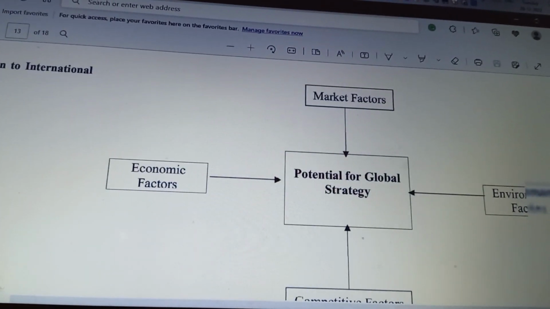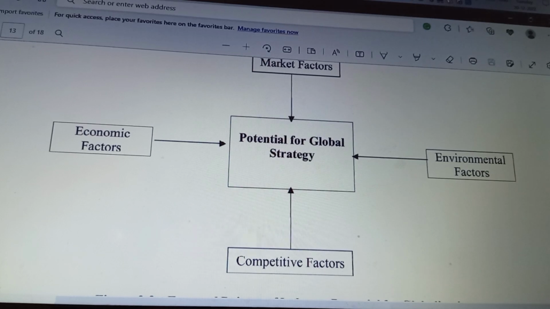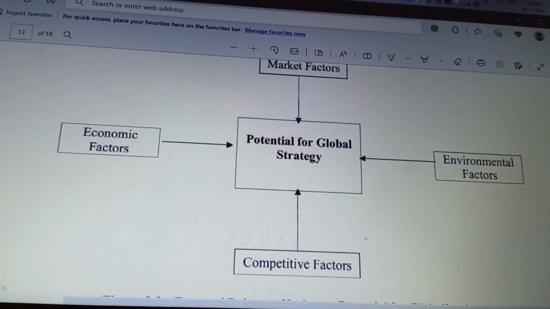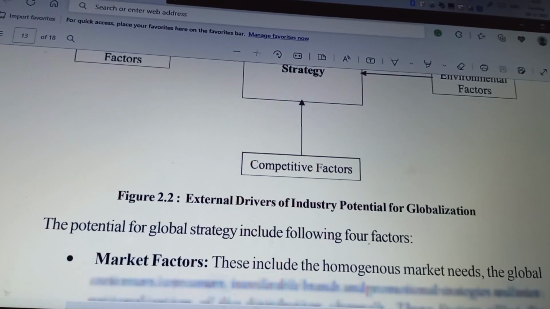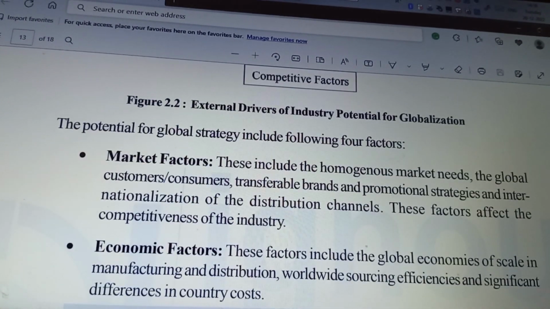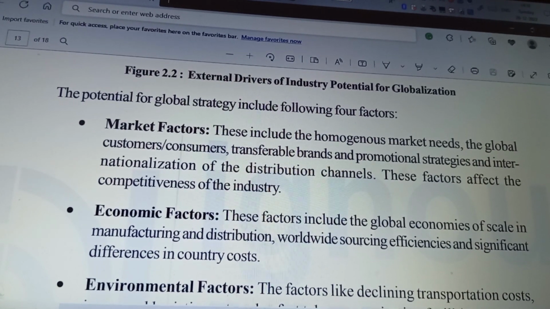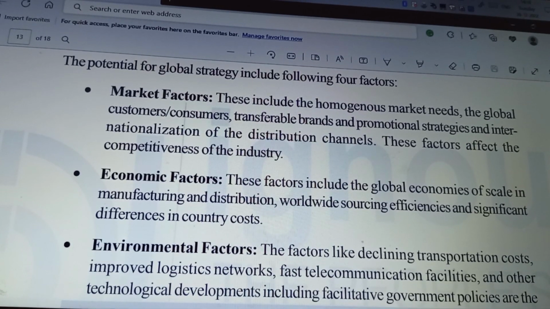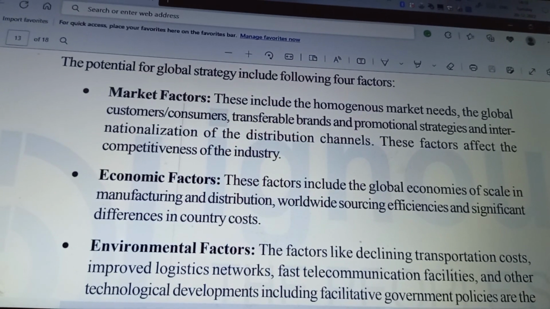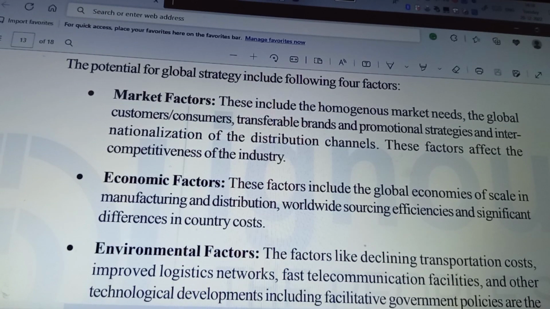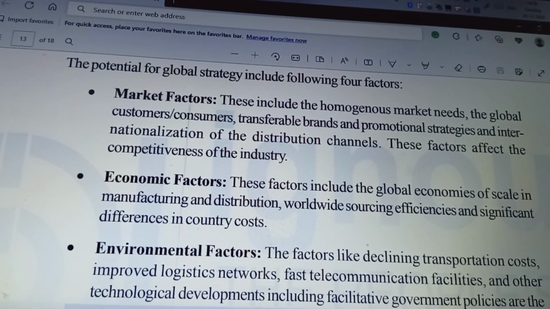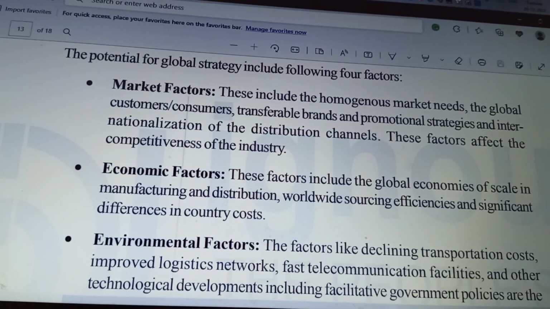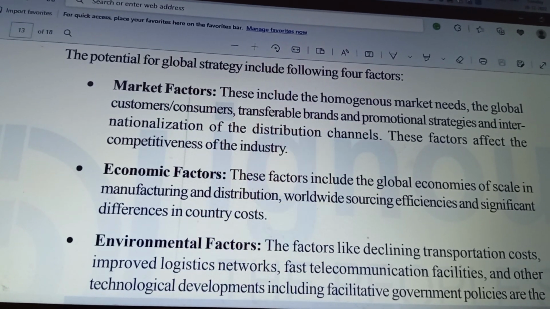So, with the help of this chart, you can understand market factor, economic factor, competitive factor, environmental factor, and potential for global strategy. The potential for global strategy includes the following four factors. In market factors, this includes the homogeneous market need, the global customers or global consumers, transferable brands and promotional strategies, and internationalization of the distribution channel. These factors affect the competitiveness of the industry.